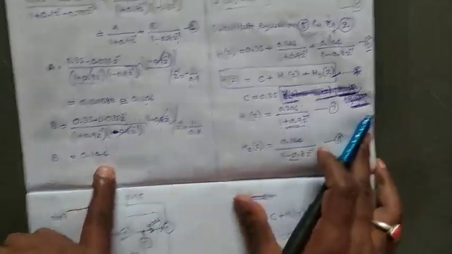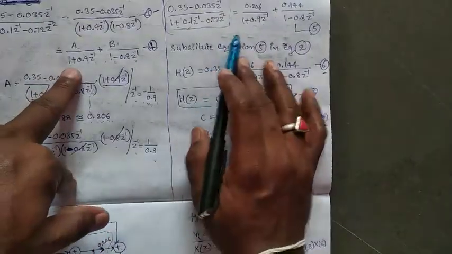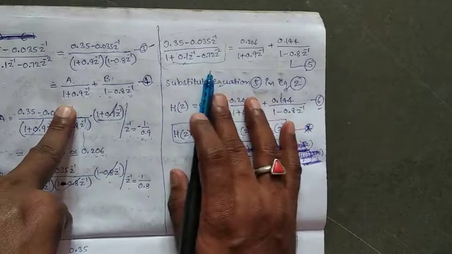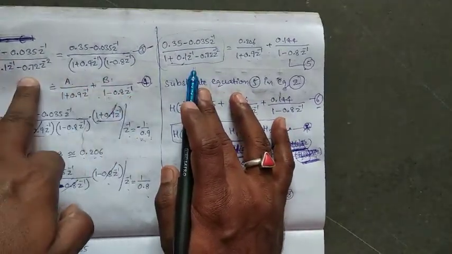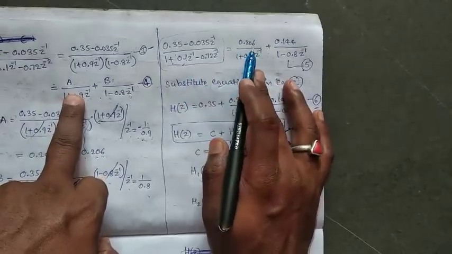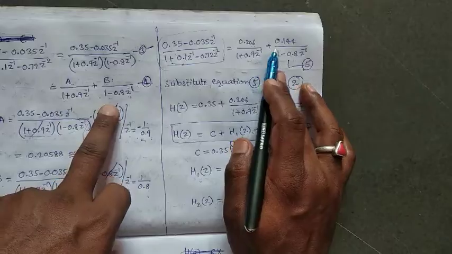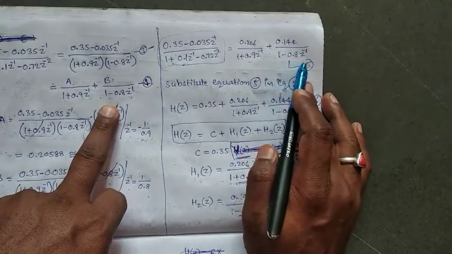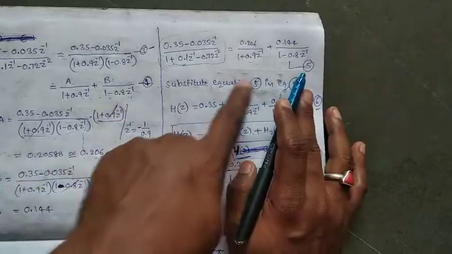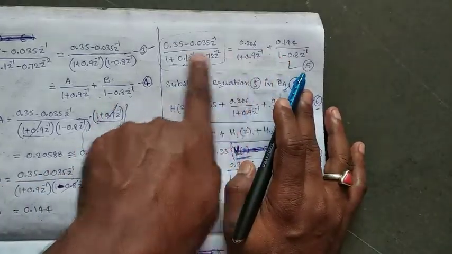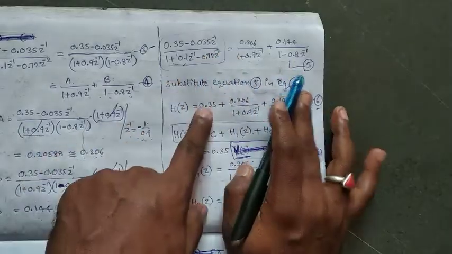It is okay. We are substituting a and b values in equation 4. In this equation, this one is equal to 0.206 by 1 plus 0.9 z power minus 1 plus 0.144 by 1 minus 0.8 z power minus 1. Here we are substituting; this is the partial fraction representation of this term.